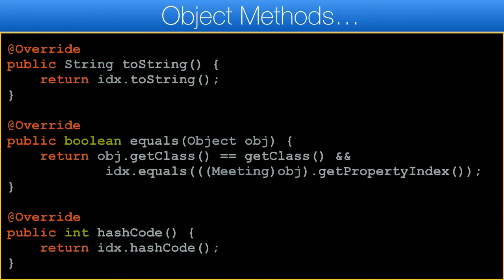Implementing common object methods like toString, equals, and hashcode is very easy with properties, as the index keeps track of the properties and allows us to introspect the object. Introspection is the process of discovering the values of the properties in runtime.